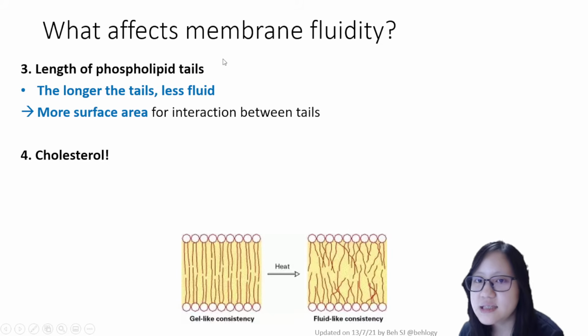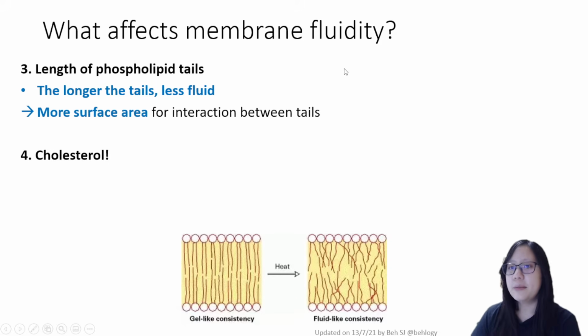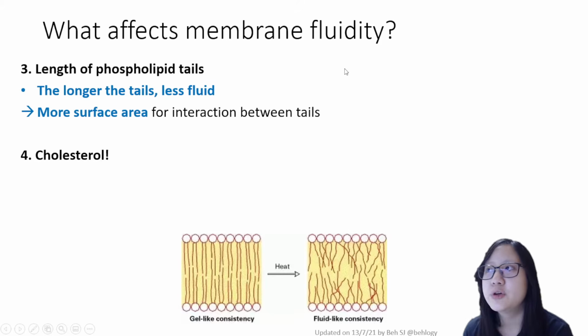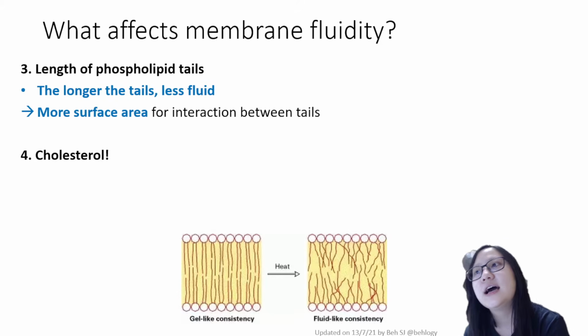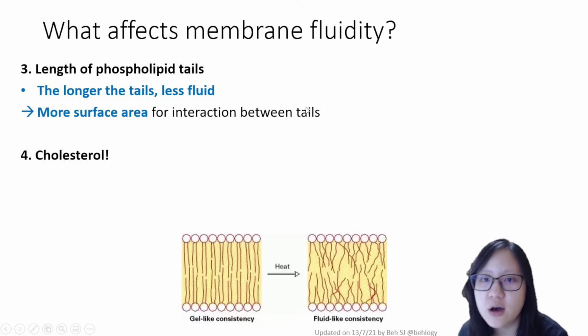Last but not least, what affects membrane fluidity is also cholesterol. Cholesterol can maintain membrane fluidity both at high temperatures and low temperatures, and we'll see that later. But what you should take note of is this: what is the point of regulating membrane fluidity?